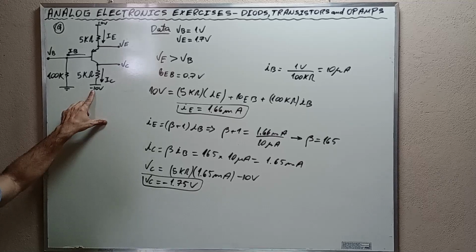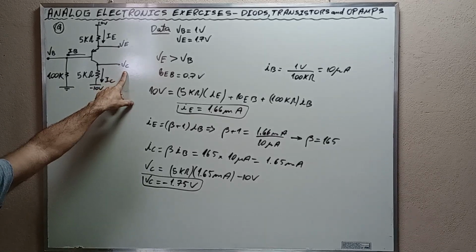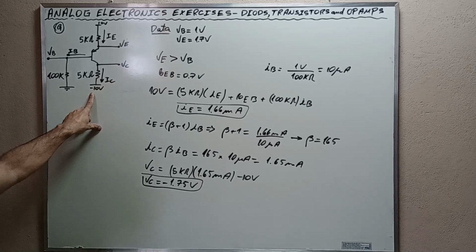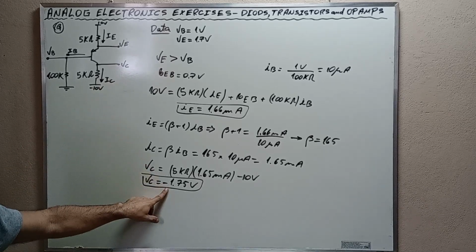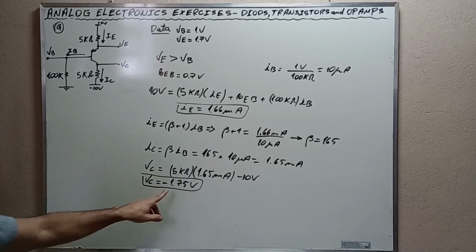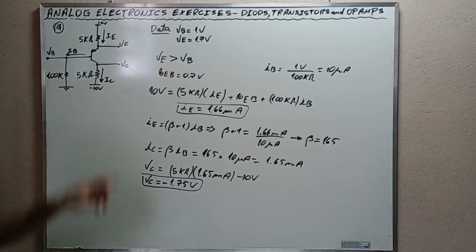Because of the influence of this negative source, we find that VC is negative 1.75 volts. Had it been the ground, then the value of VC would be positive rather than negative, okay? It's negative because of the influence of this negative voltage source.